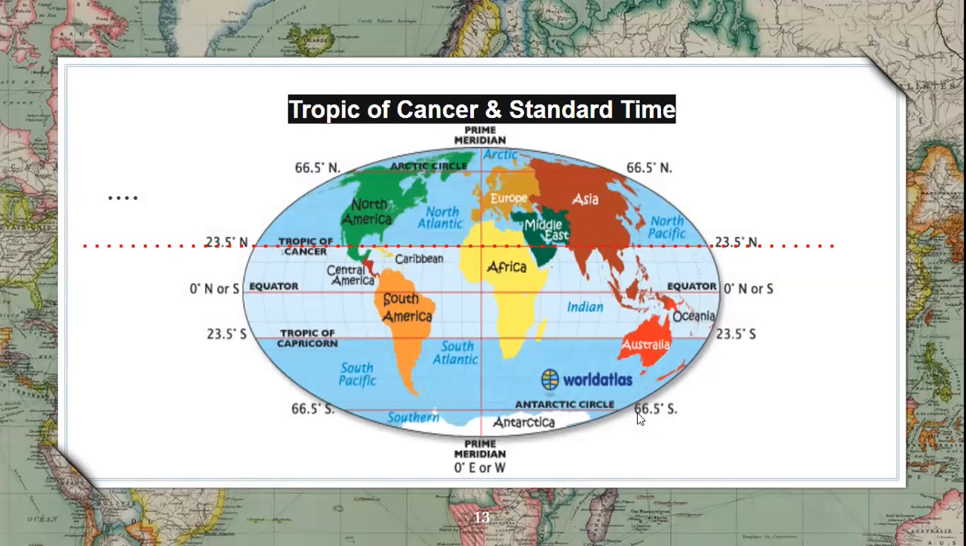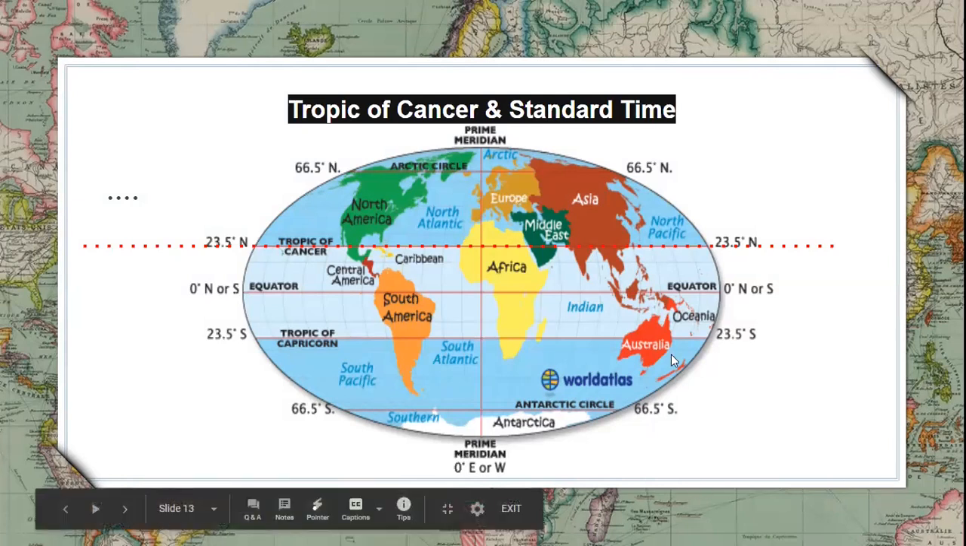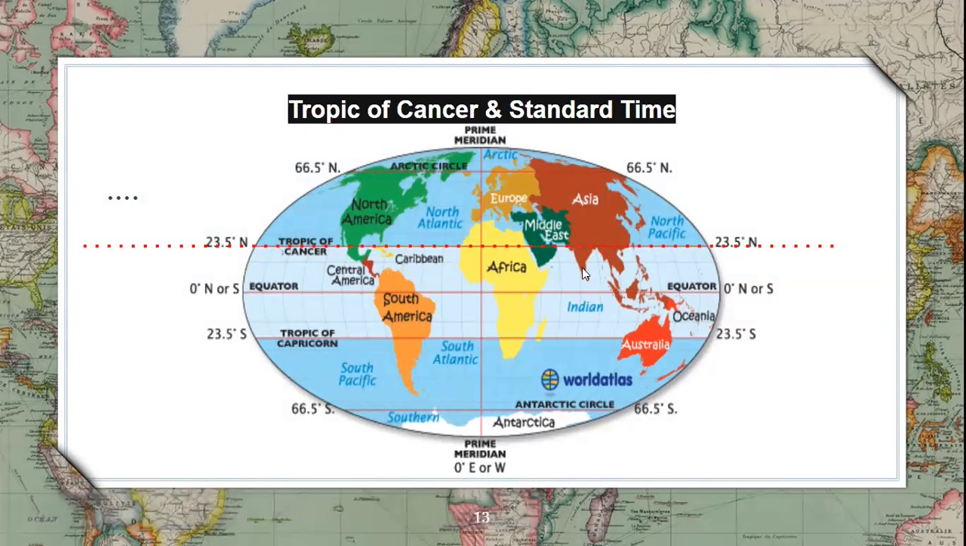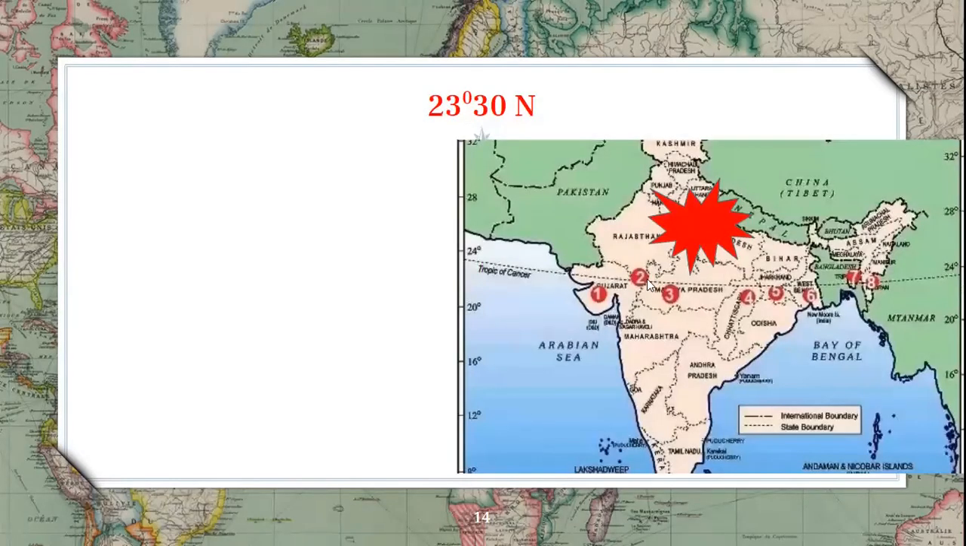As we said, the Tropic of Cancer is passing through India. So let us see which Indian states come under this region. This Tropic of Cancer is dividing India into two parts: subtropical and tropical. This region is known as subtropical, and the region from the Tropic of Cancer to the equator is known as the tropical region. So we can see which states are in the region where the Tropic of Cancer is passing.